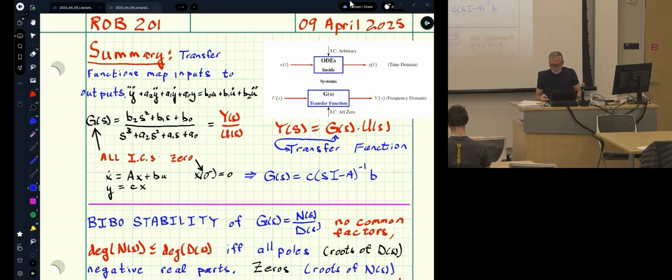If you're analyzing it in the time domain, whoops, come on. Bad connections.